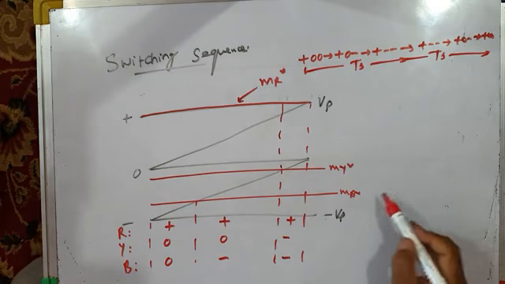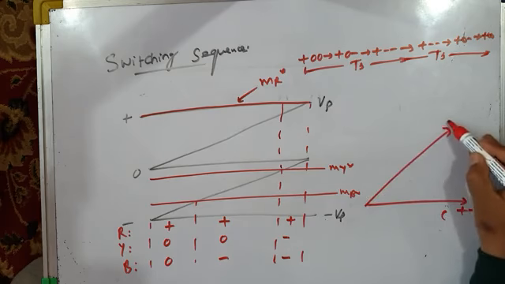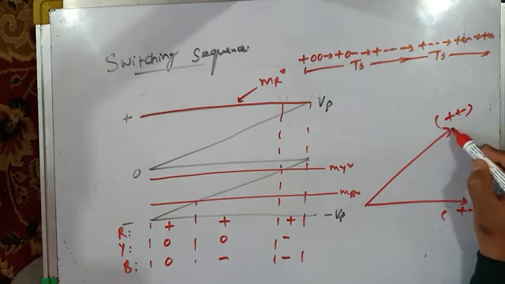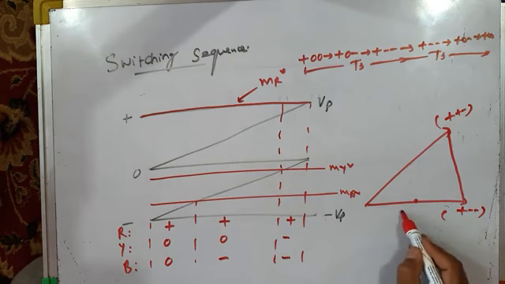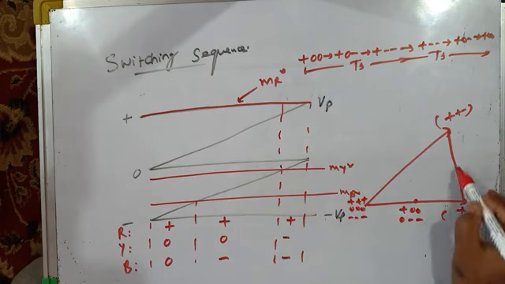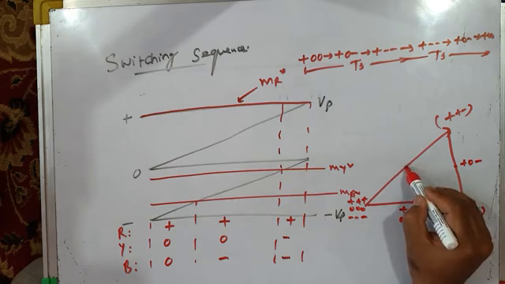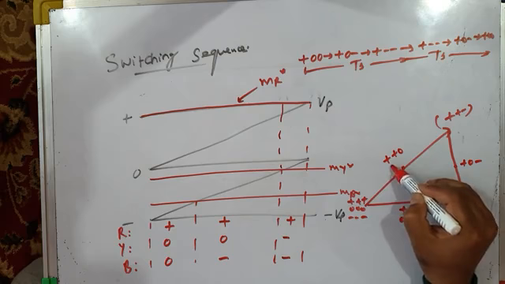I can show you in the space vector domain. This is the vector with switching sequence plus minus minus. This is the space vector with switching sequence plus plus minus. This is the third, a middle vector, with switching sequence plus 0 0 and 0 minus minus. These are the null vectors plus plus plus, 0 0 0 and minus minus minus. This is a middle vector with switching sequence plus 0 minus. And this is another middle vector with switching sequence plus plus 0 and 0 0 minus.